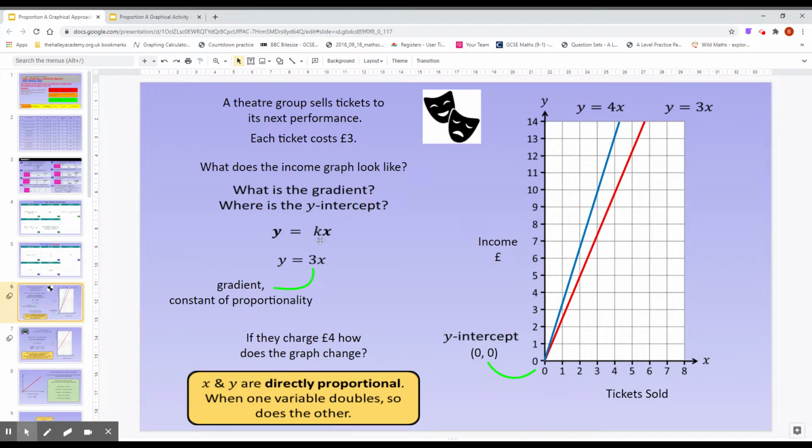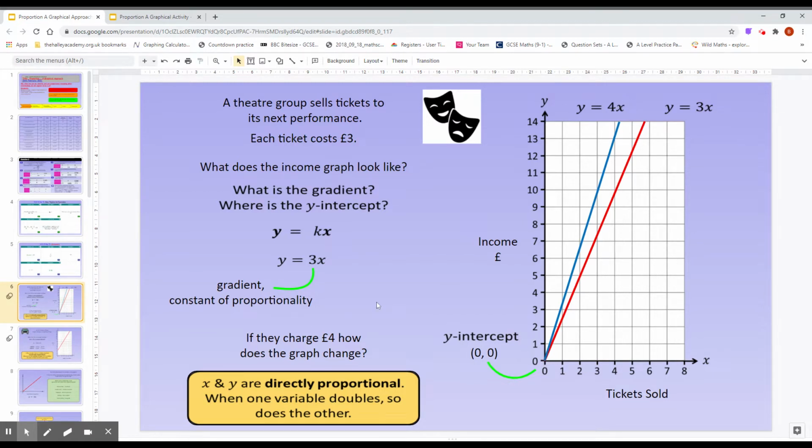Now, y equal to kx is part of direct proportionality, where k is the constant of proportionality. In this case, 3 is the gradient and the constant of proportionality. If they charge £4, how does the graph change?